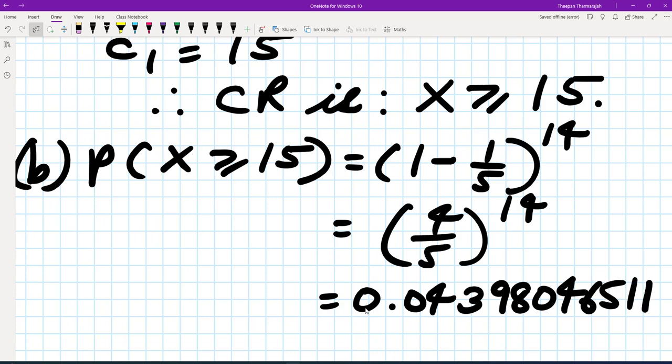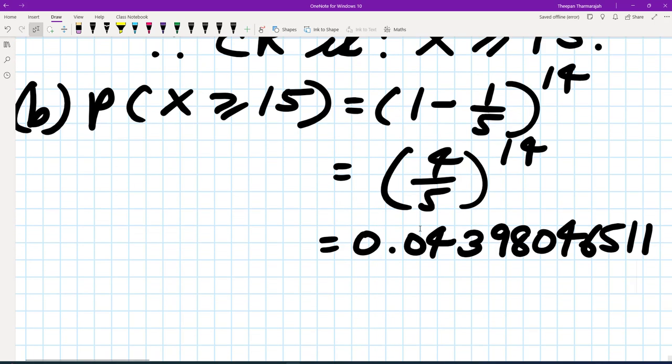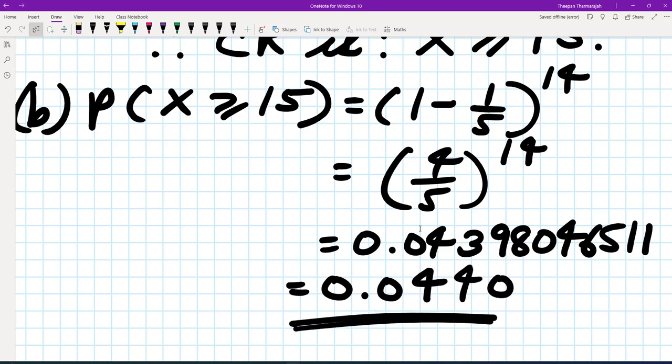0.0439804651. People say, so why are you writing the full value out? You can just round it straight to 4 decimal places. Well, I say sometimes in subsequent calculations it may be required and you can only round at the end, so it's always good practice to have the full value on your paper just in case it may be required later. So that works out to be 0.0440, correct to 4 decimal places. So that's our first example there.